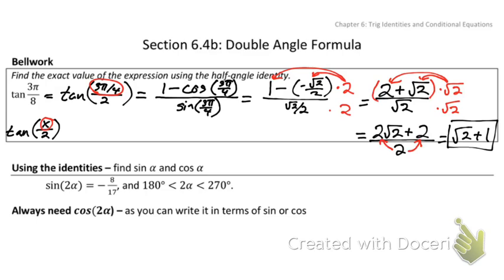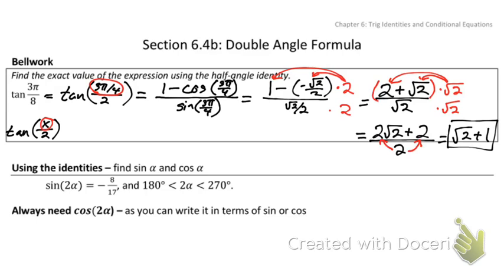Number 21 is tangent of negative 5 pi over 12 equals plus or minus the square root of 1 minus cosine of negative 5 pi over 6 over 1 plus cosine of negative 5 pi over 6. So for each equation, determine whether the positive or negative sign makes sense in the equation. Do not use your calculator.